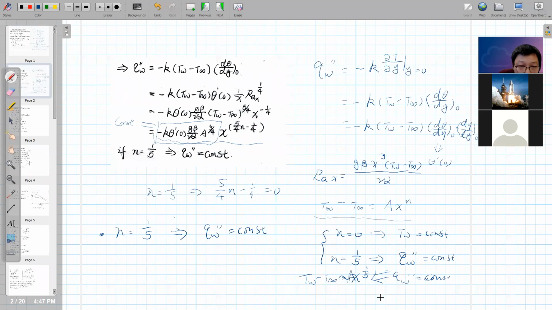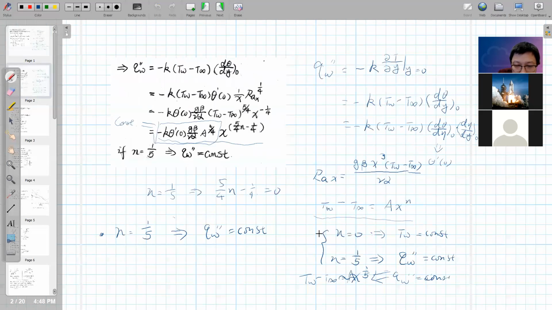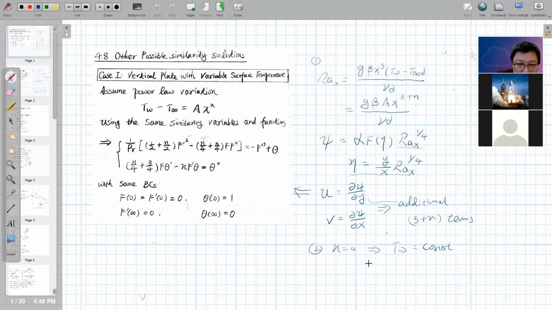All right. Okay, so this is one important case, this power law temperature variation. Why do we think this is important? Because it is a very powerful case. By solving this similarity solution using computer code, you can get a solution for many cases, including two very important cases: when Tw is constant, when you set n equal to 0, and when the heat flux is constant, when you set n equal to 1/5. So if you write a computer code to solve this similarity solution, people usually solve this one rather than the previous one.